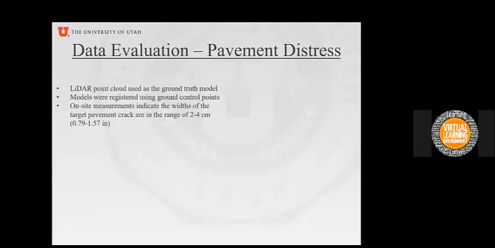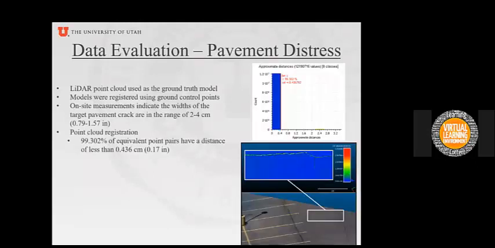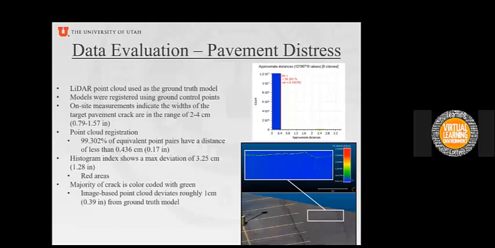The on-site measurements indicated the widths of the target pavement crack are in the range of about 2 to 4 centimeters. So after registering these point clouds and getting them aligned, 99.3% of equivalent point pairs have a distance of less than 0.4 centimeters. So they were very closely aligned. The maximum deviation is 3.25 centimeters, and that's shown by the red areas in this model over here that you see. But the majority of the crack is color-coded with green, which means that the image-based point cloud deviates roughly about 1 centimeter from the ground truth model.